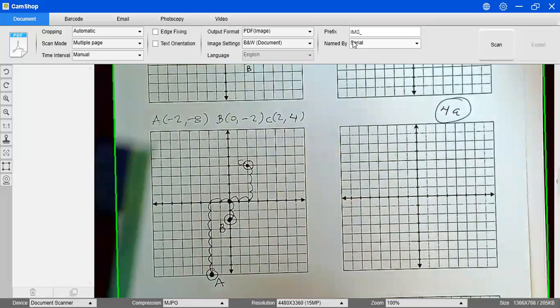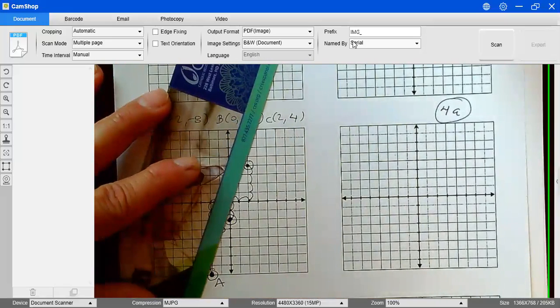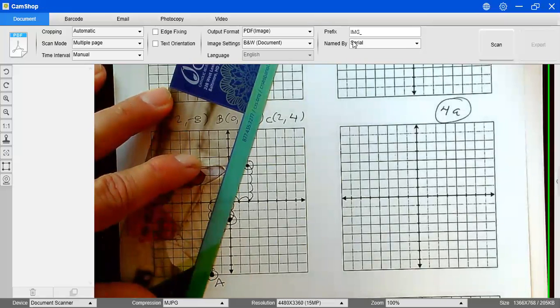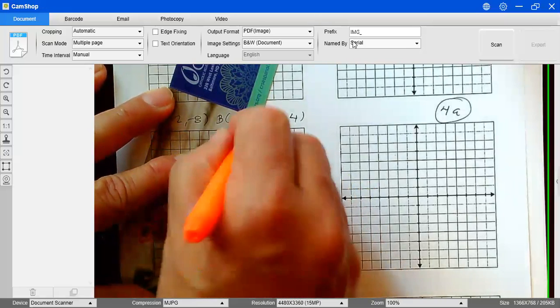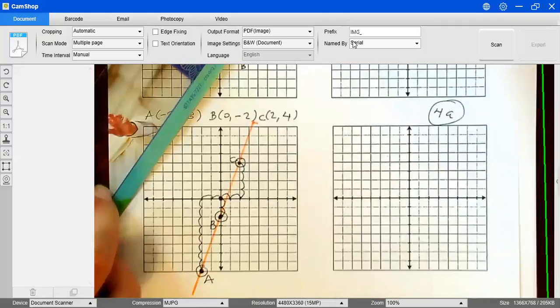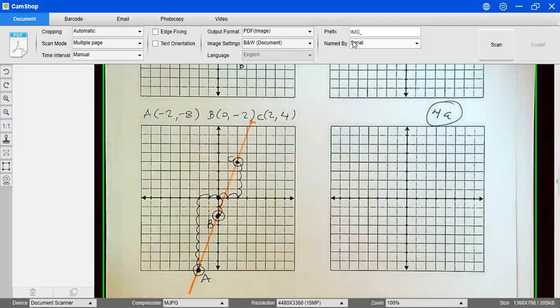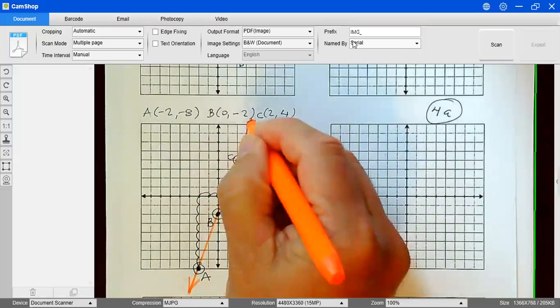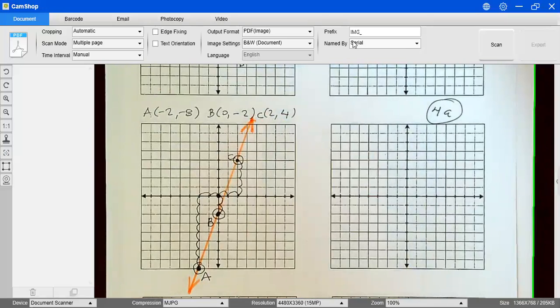So you're going to need a ruler. So this is my ruler. And then you're going to use it to draw a line. And we usually put arrows on the ends to indicate that the line goes to positive infinity and to negative infinity. So that's the line. The 3 points are on the same line. So yeah, you need your grid paper.